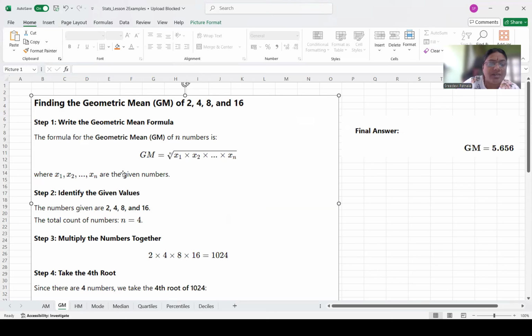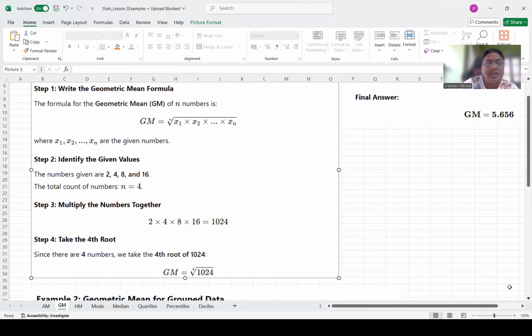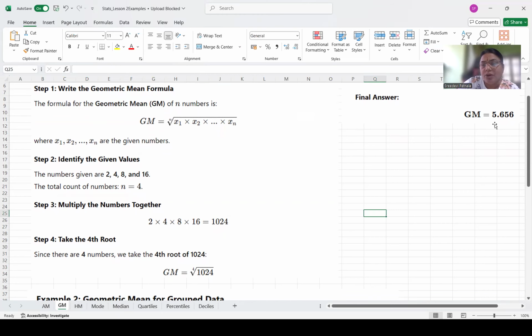That is your first thing. Step one is you have to write your formula. The next step is to multiply according to the formula, x1 into x2 into x3 up to xn. So 2 into 4 into 8 into 16 is 1024. Now take the fourth root. Why the fourth root? Because the n value is 4. So the fourth root of 1024 is 5.65.